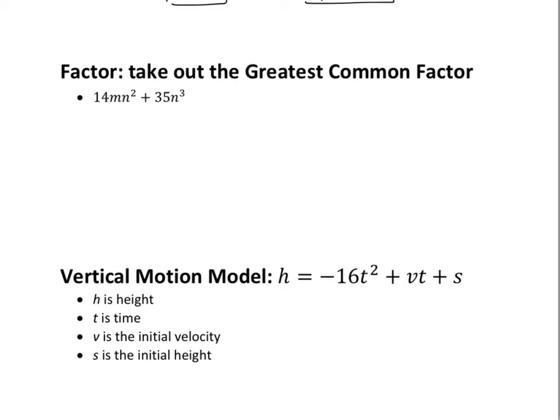Factoring is basically taking out the greatest common factor from all of our terms. Another word for taking out, I like to call it undistributing, because we all know how to distribute something when we multiply. Basically, factoring is undistributing, and then we all know what the greatest common factor is. It's the biggest number or variable that is included in all of our terms. So to undistribute this, I'm going to find the biggest thing that is common to both the 14mn squared and the 35n cubed.